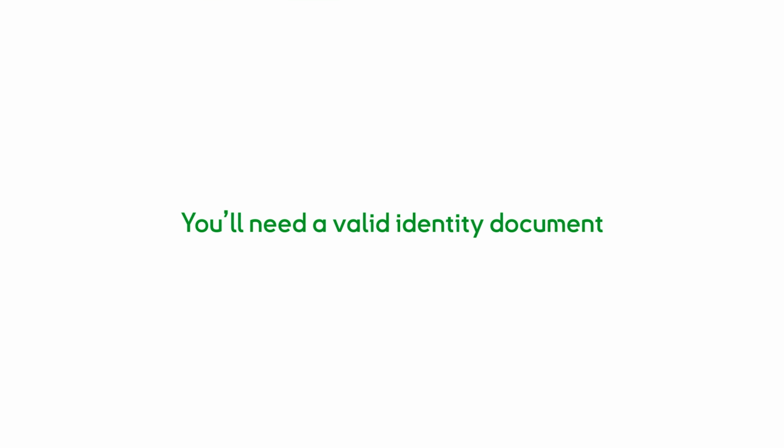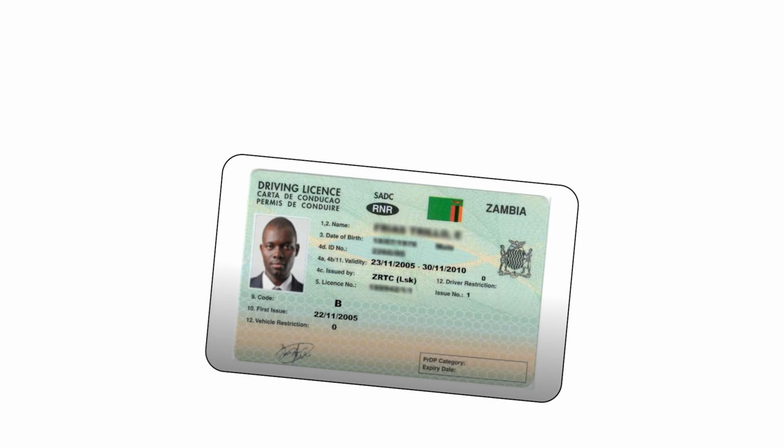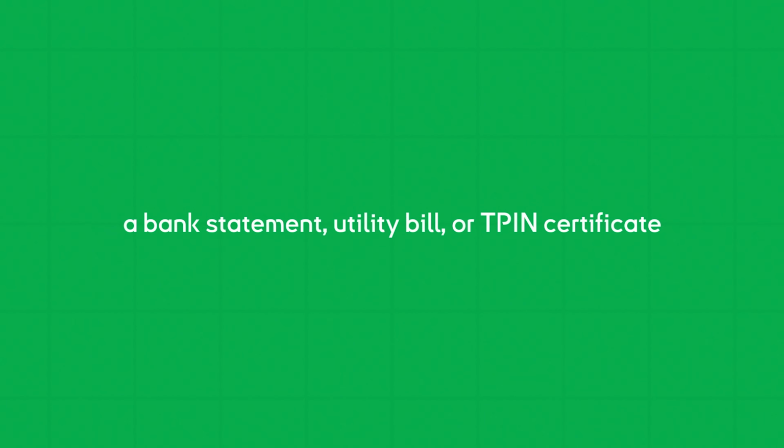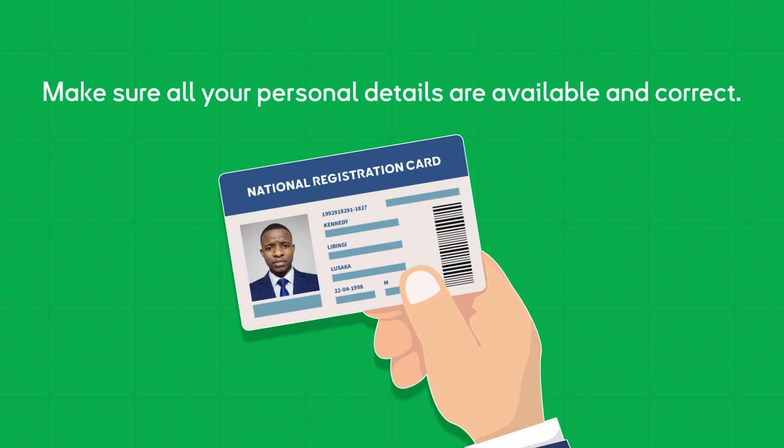You need a valid identity document. This can be your NRC, passport, or driver's license. You will also need a proof of address document such as a bank statement, utility bill, or tipping certificate. Make sure all your personal details are available and correct.